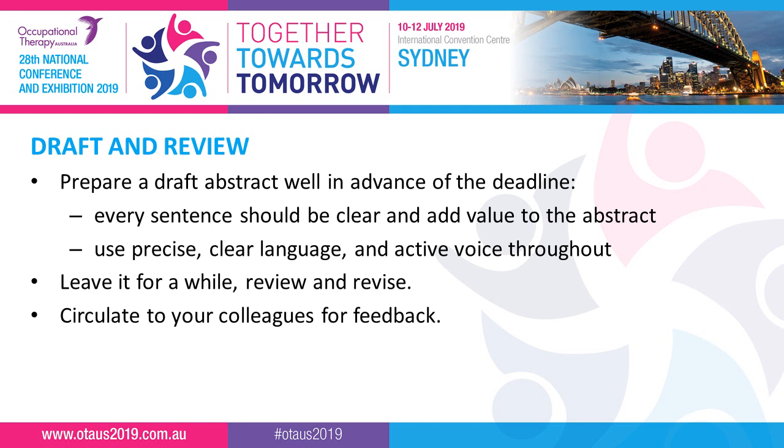First of all, try to make every sentence clear and add value to the abstract. Be really precise, clear. Use active voice throughout. That will really captivate and engage your reader and your reviewer as well. So once you've prepared what you think is the best abstract that you can, set it aside, go and do other things, come back to it a week later and have a look at it again. You'll have fresh eyes and you'll see things that could be improved. And then you can go back and review and revise it again.